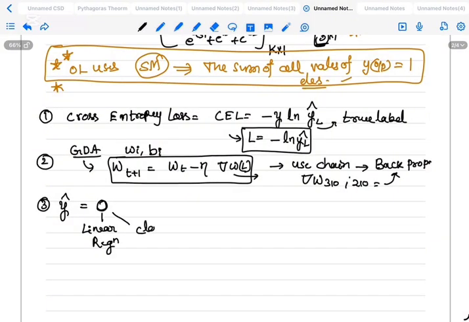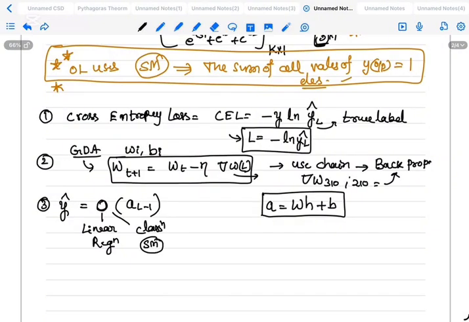If it is classification, we use the softmax activation function, softmax of A_L. Here A equals W H plus B. Always reduce the index by 1: if it is W3, the H index is 3 minus 1, which is 2. Now the differentiation of the loss function, minus ln of y_l hat, with respect to A_L, that is dou L by dou A_L.